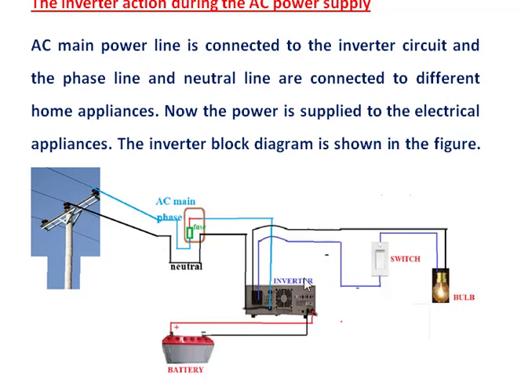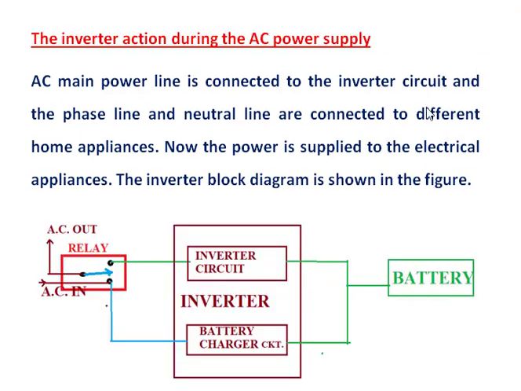Now it is shown in this diagram. In this diagram we have taken only the phase line. It is the AC in phase line. It is the inverter circuit. In this inverter circuit, the main part is the relay. The relay allows the main AC in, and there is a common key. If this connects to this pole, the AC main is connected and then it goes to the AC outline and then to the home appliances.